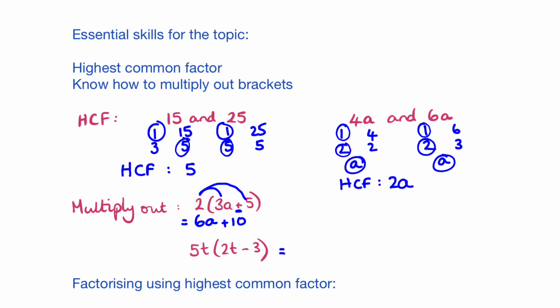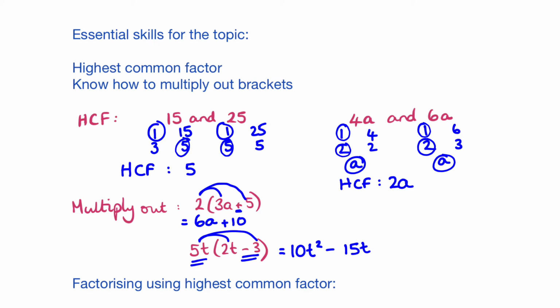And then this one, we've got 5t times 2t, so 5 times 2 is 10. T times t, remember, is t squared. Don't lose that squared there. Then we've got 5t times 3, so 5 times 3 is 15, and we've got a t as well. And we've got a positive 5t, but that's a minus 3 there, a negative, so we need a negative in between.